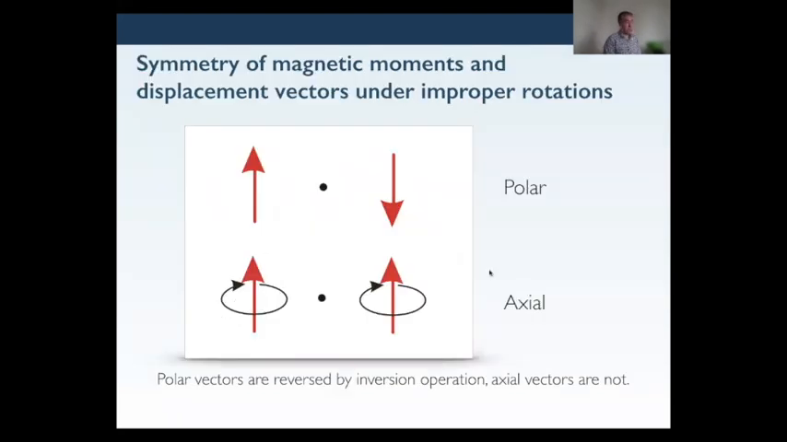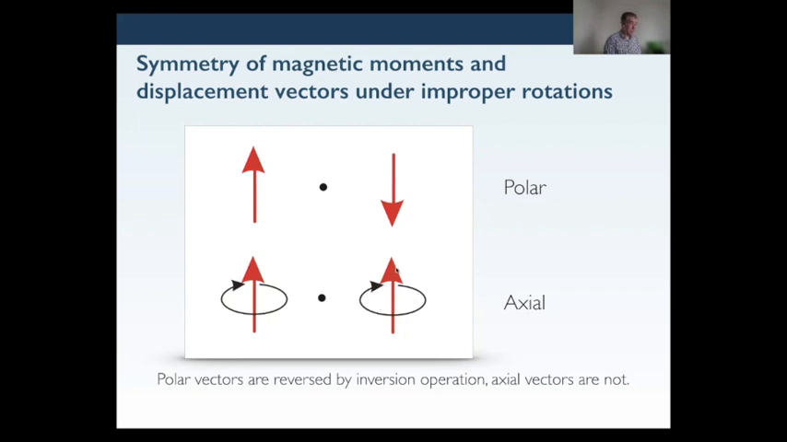Next, we have to consider the symmetry of the magnetic moments. These also could be displacement vectors, and we have to consider their symmetries under improper rotations. A simple vector, a polar vector, is inverted when we go through an inversion center. But axial vectors should be considered as having the symmetry of a current loop. So here we have an electronic charge going around, and we have the resulting magnetic field. When you go through an inversion symmetry, if you go from here to here and there to there, then you'll actually see that the current loop goes around in the same direction as before.